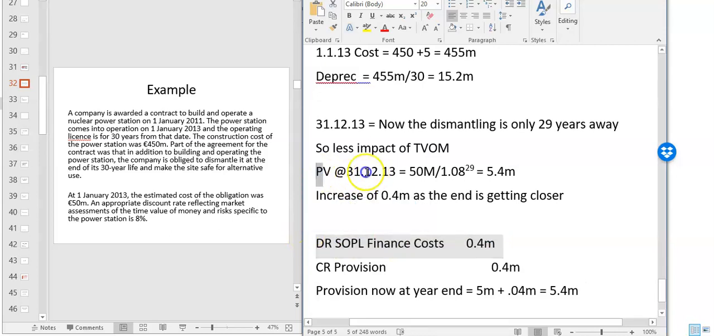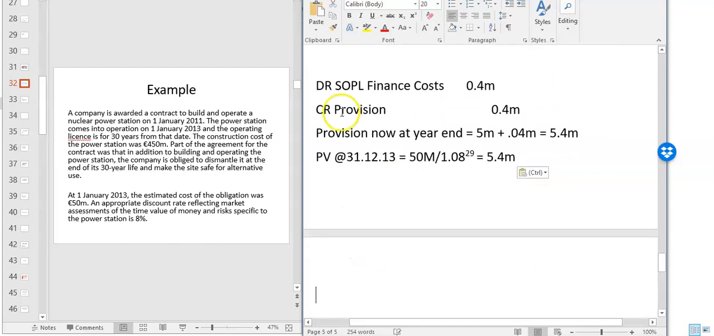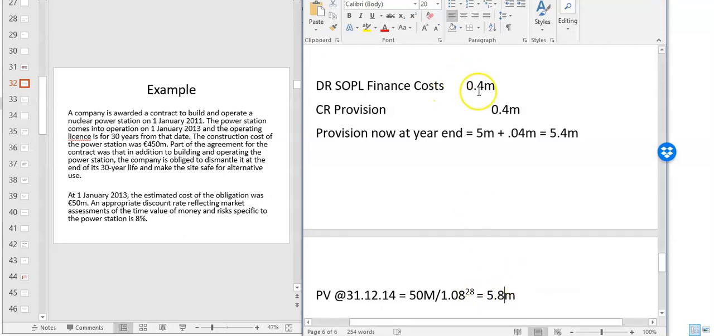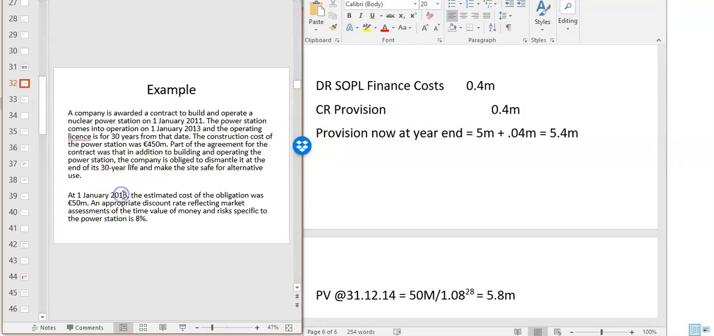So for 2014, for example, you'll do that calculation again at the end of 14, just to show you, and it'll now be to the power of 28. So now the provision at the end of 14 has to be brought up to 5.8 million. So you'll increase another 400,000 in the 2014 financial statements through finance costs. And you continue on that each year. And as the years go, the increases get bigger, because that's how the time value of money works. And at the very last year, you will have a closing provision in 2043, 30 years time, of 50 million exactly. So that's the key thing.